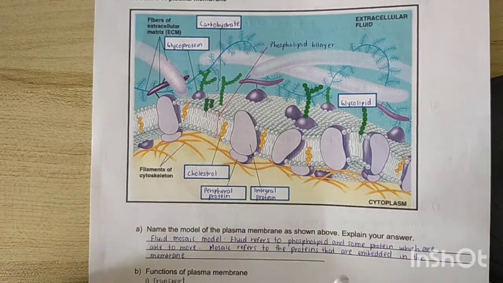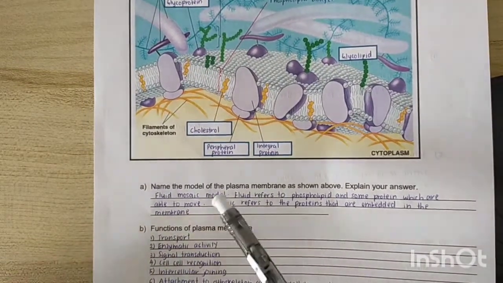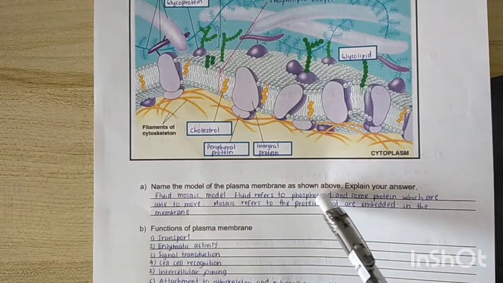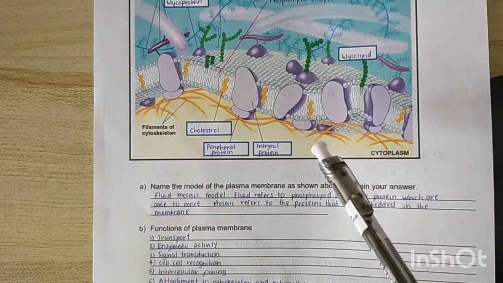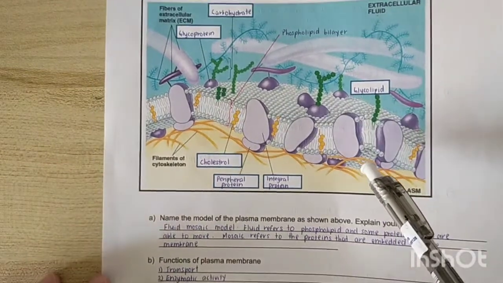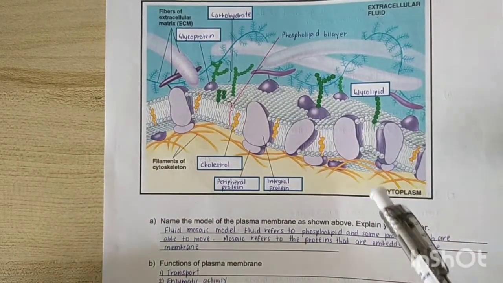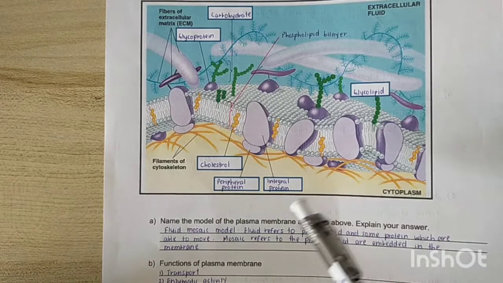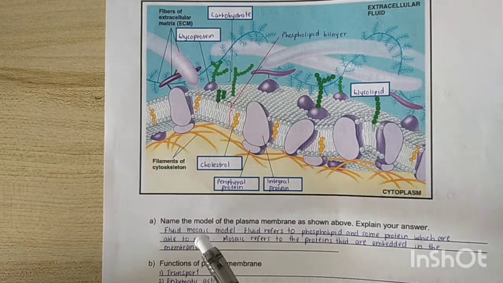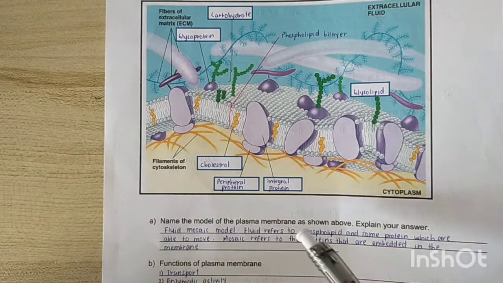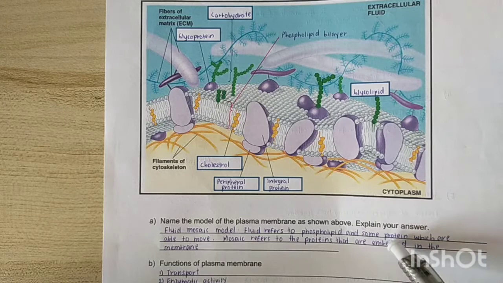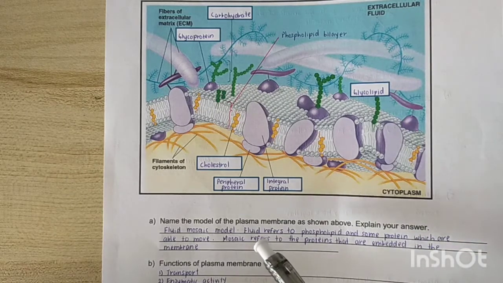Okay. Next we look at A. So A, name the model of the plasma membrane as shown above. Explain your answer. So remember, based on the plasma membrane which is proposed by J. Singer and G. Nicholson, the plasma membrane is the fluid mosaic model. So that means you have to know how to explain. Fluid refers to phospholipid and some protein which are able to move, while mosaic refers to the protein that are embedded in the membrane.